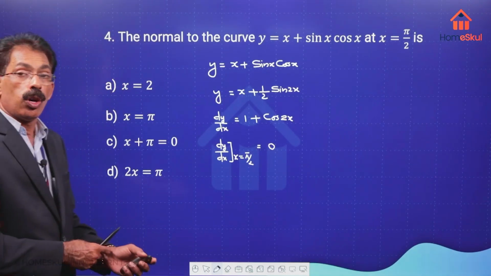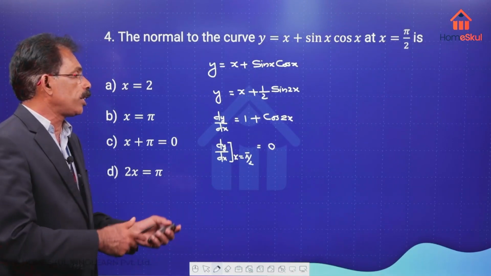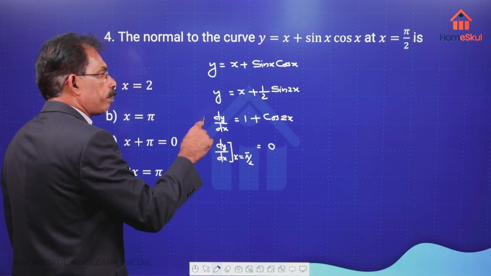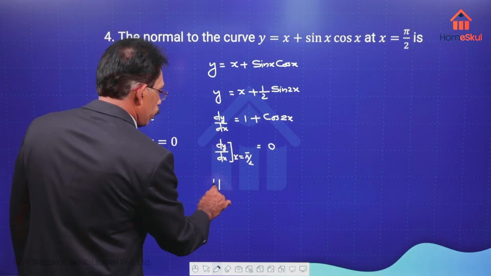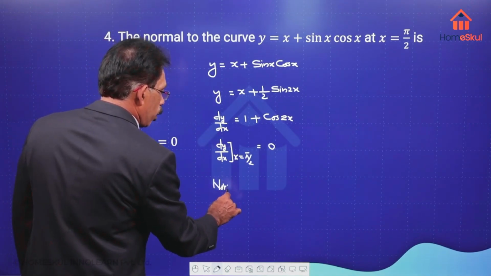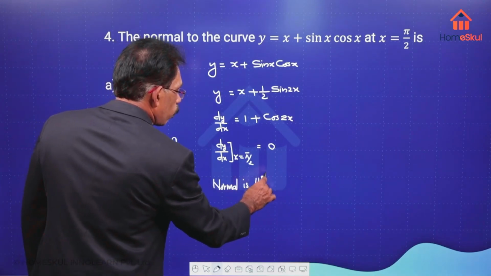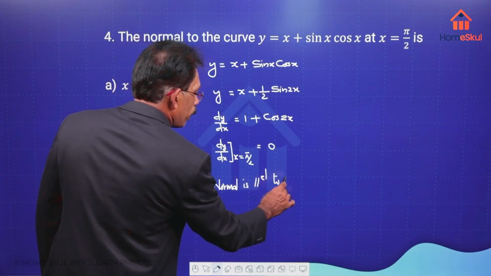The slope of the tangent is equal to 0. That is parallel to the x-axis. The tangent is parallel to the x-axis, so the normal is perpendicular to the x-axis. The normal is parallel to the y-axis.